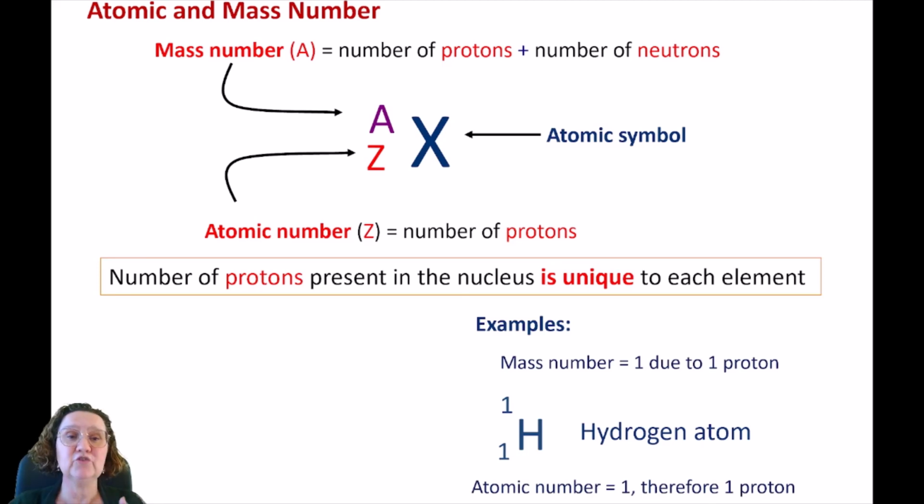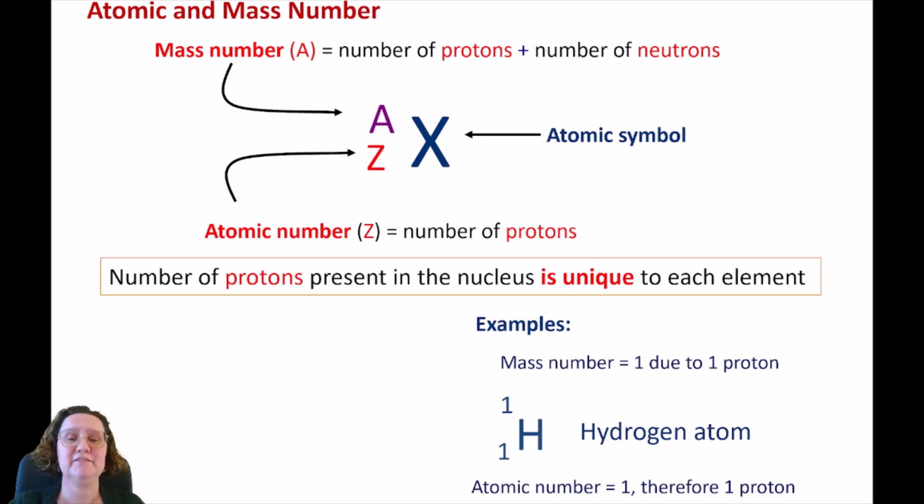The element that has atomic number 1, with 1 proton in the nucleus, we call hydrogen. There is an element that has 2 protons in the nucleus, atomic number 2, and we call that helium. We have an element that has atomic number 6, with 6 protons in the nucleus, and we call that carbon. So the atomic number determines what element you are looking at.